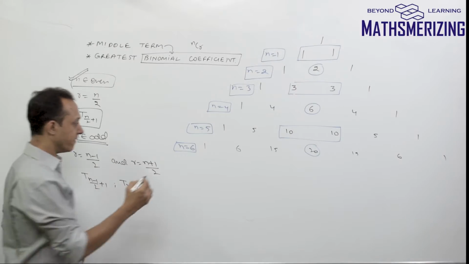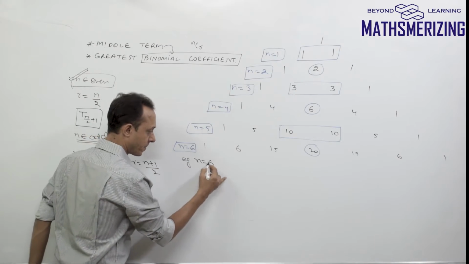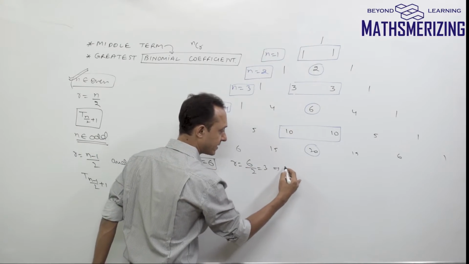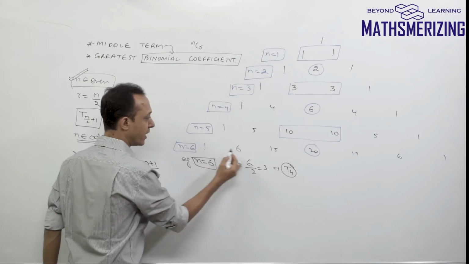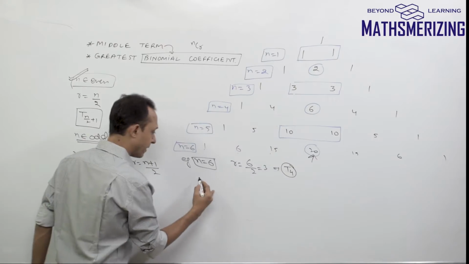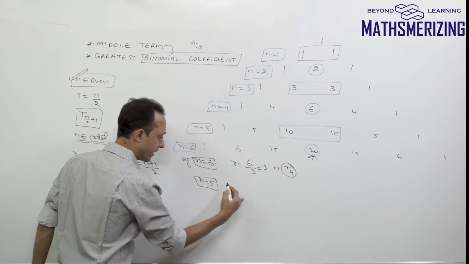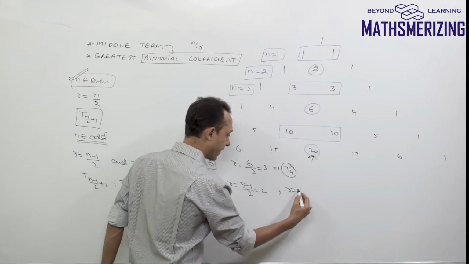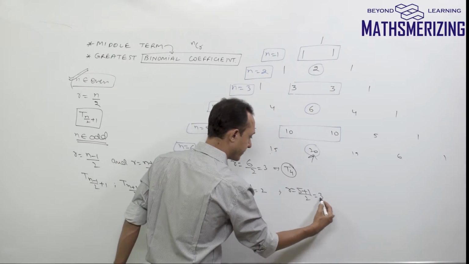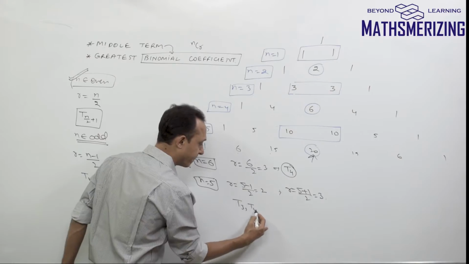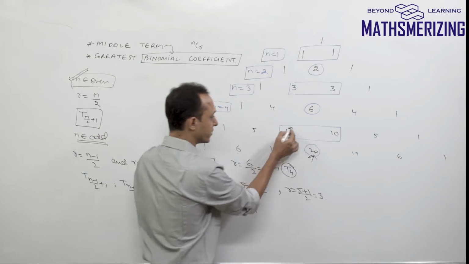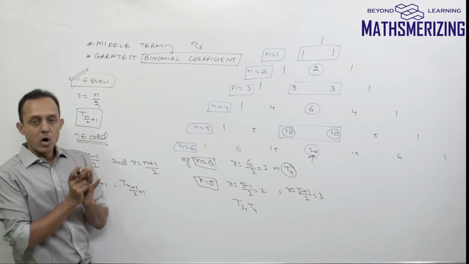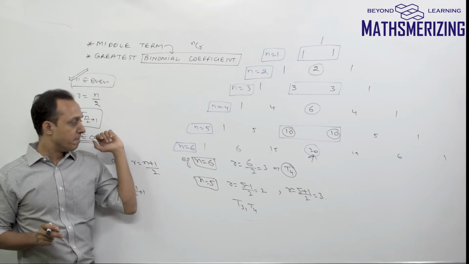So say for example, if the value of n is 6, then the value of r is given by 6 by 2, which is 3. And in that case, the term is the fourth term. So 1, 2, 3 and 4. So that's your middle term. And if n is odd, which is 5, then r is 5 minus 1 by 2, which is 2, or r is n plus 1 by 2, which is 3. So in that case, the terms will be the third term and the fourth term. So 1, 2, so that's your third term, and that's your fourth term. So this is how we find the middle term, or the term with the greatest binomial coefficient in binomial expansions.